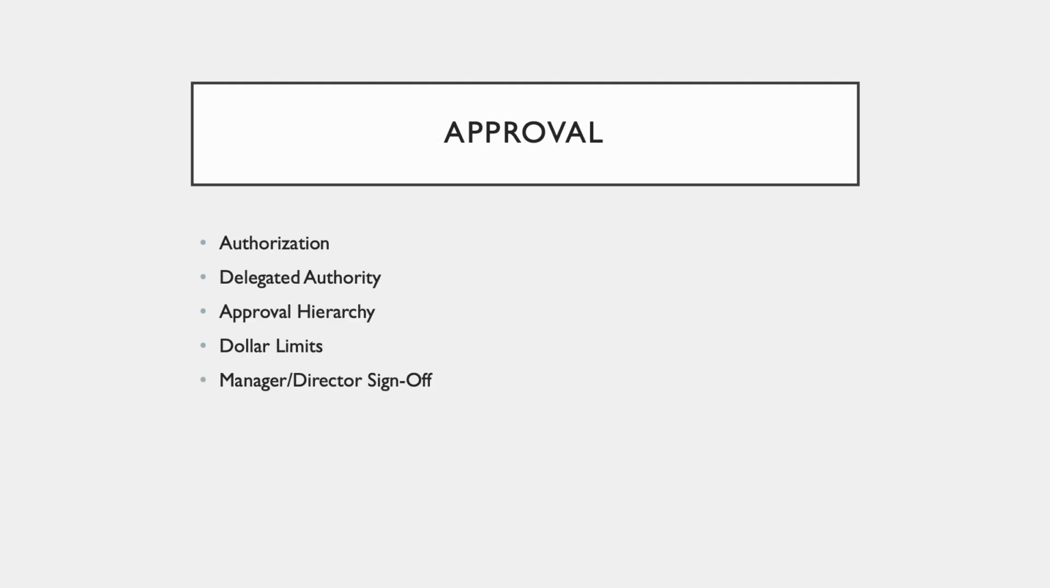Not every request gets the green light. There's usually an approval hierarchy based on the amount being spent. For example, a manager might approve purchases up to $3,000, but anything over $10,000 might need sign-off from the director or the CEO or CFO. This ensures that larger expenses are carefully reviewed.